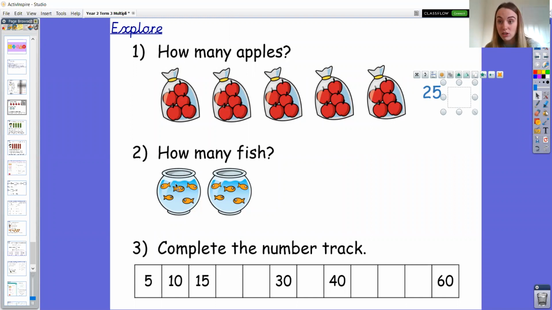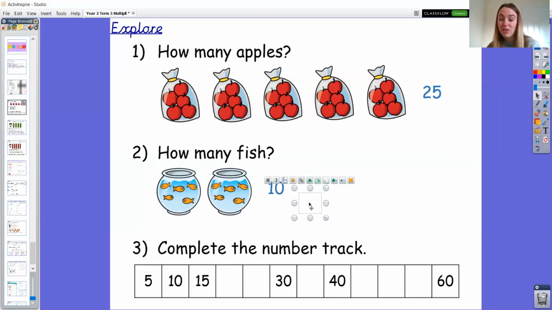I can see that there are 2 equal groups with 5 fish in each group. So the multiplication we are solving is 2 times 5. So let's count in our 5s together. Are you ready? 5, 10. Brilliant. We can see that there are 10 fish altogether.